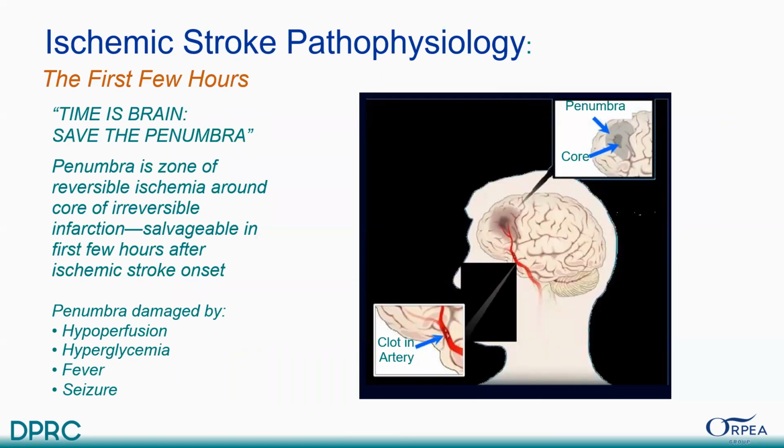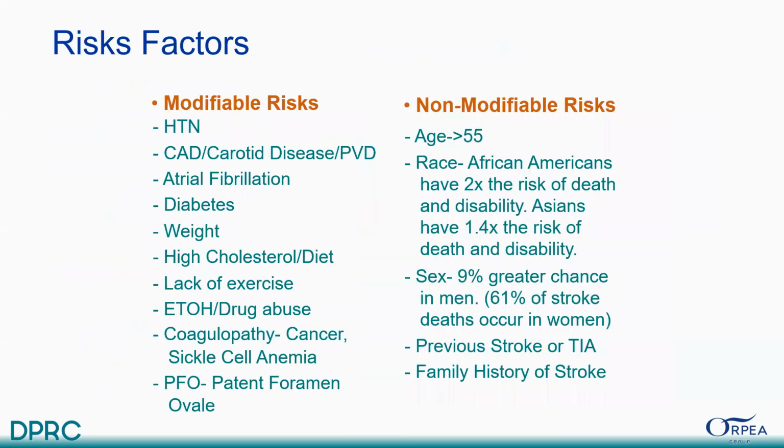And here, the first few hours. Time is brain. See the penumbra. The penumbra is the zone, as we can see in the picture, of reversible ischemia around a core of irreversible infarction. It is salvageable in the first few hours after ischemic stroke onset. And it can be damaged by hypoperfusion or hyperglycemia, fever, or even seizure.